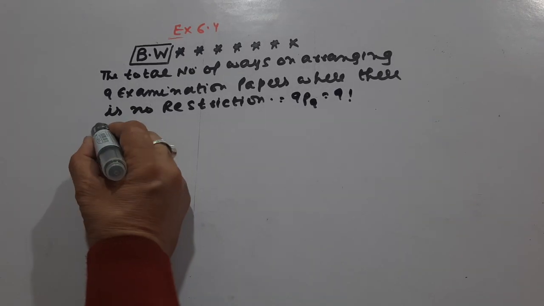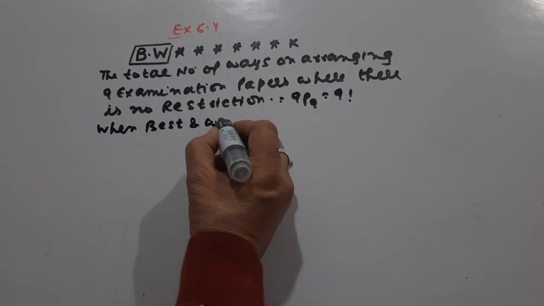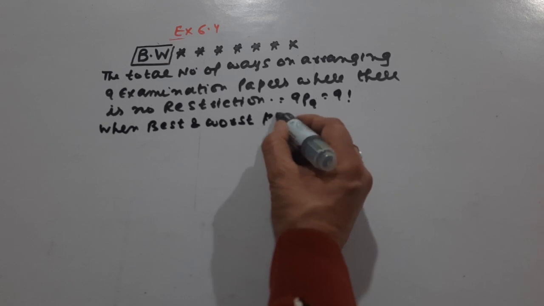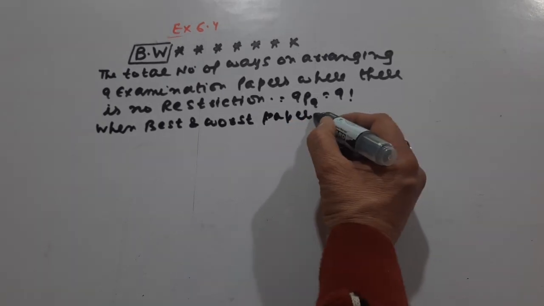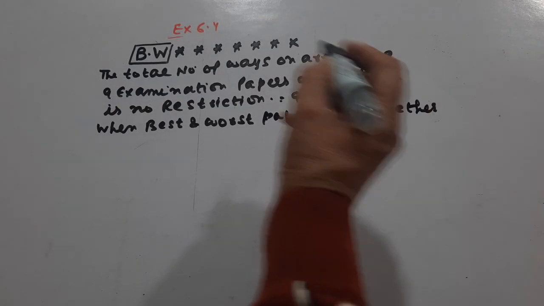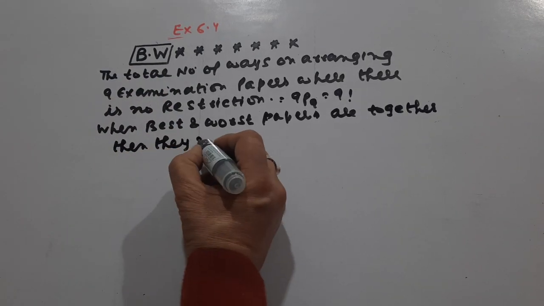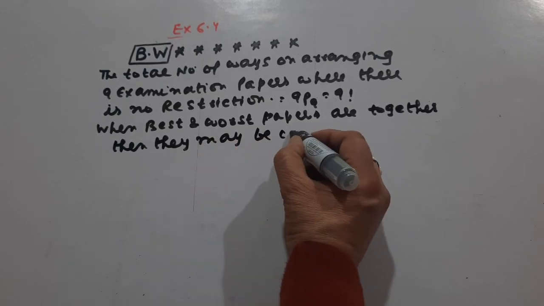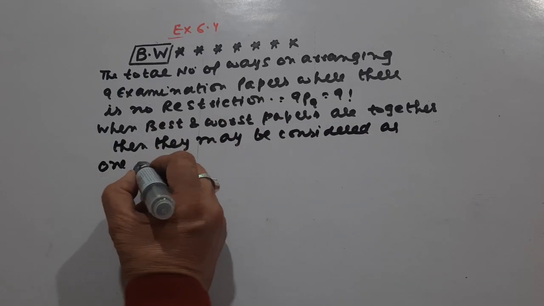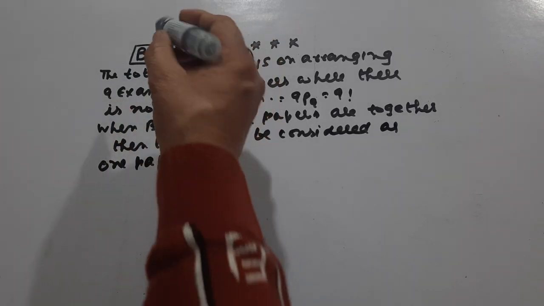Now when best and worst papers are together, then they may be considered as one paper. Now we take best and worst as one paper.